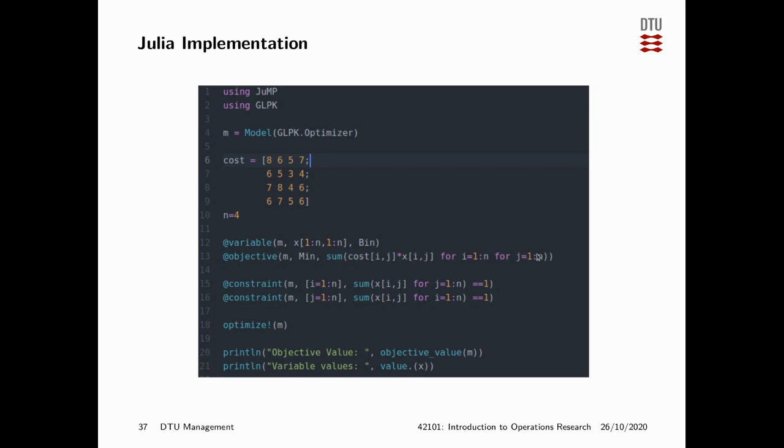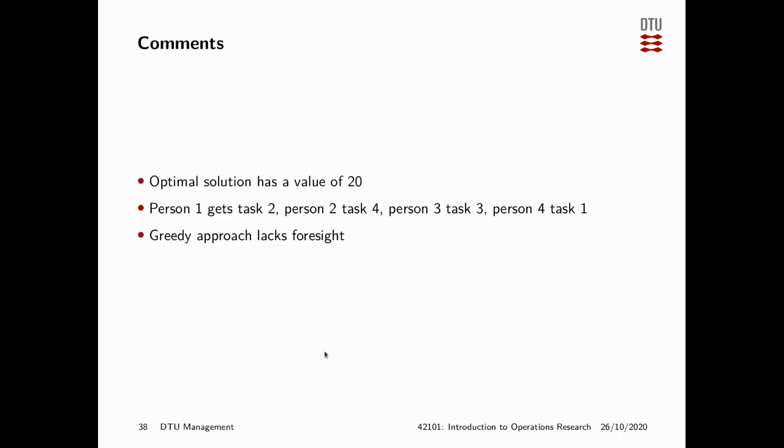My objective value sums up the binary variables, where each binary variable is multiplied by its corresponding cost. And here are my 2 types of constraints. The first type ensures that each person gets exactly 1 task, and the second set of constraints ensures that each task is assigned exactly 1 person. Okay, we can optimize that to give us the following optimal solution.